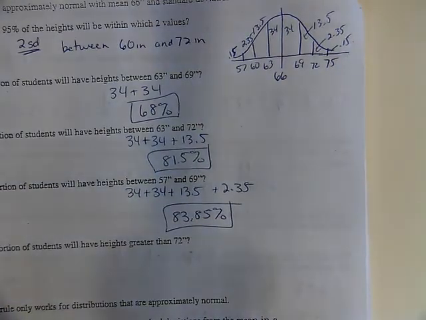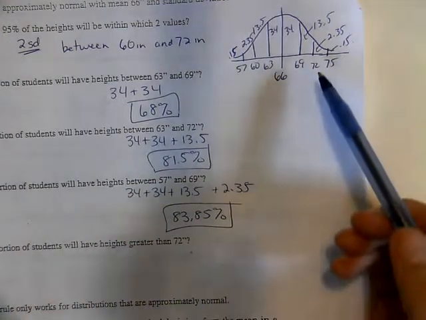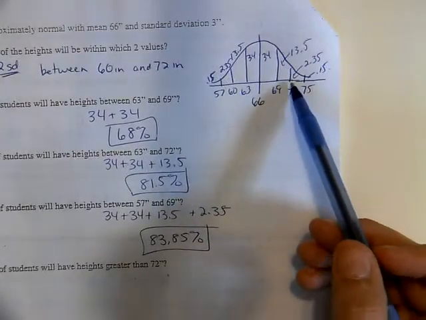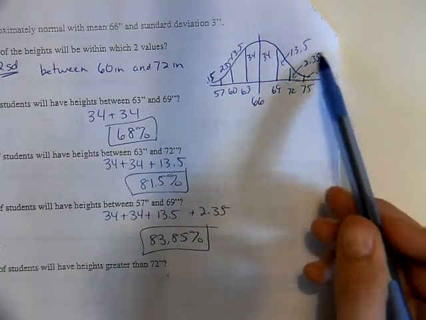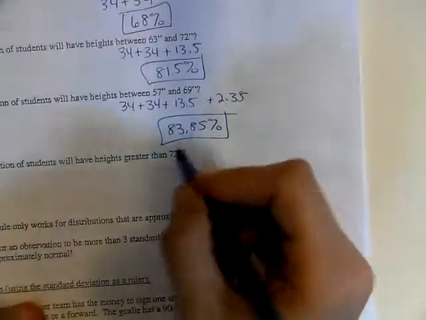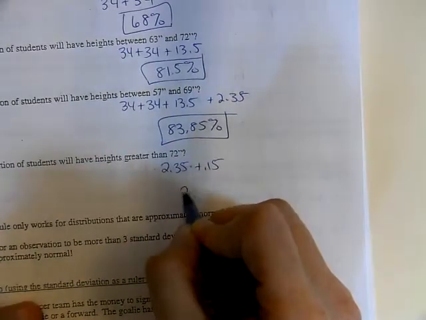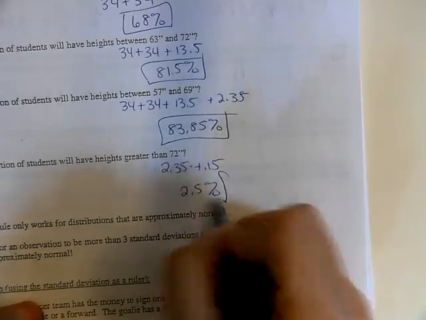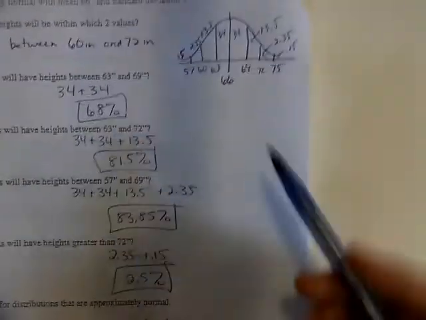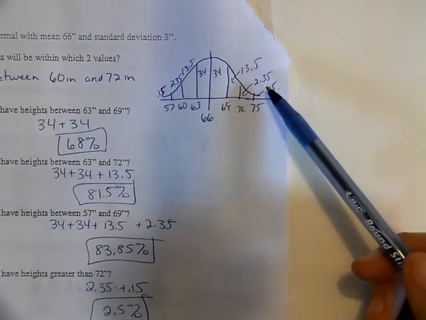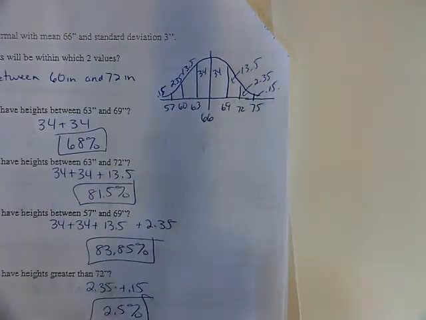What proportion of students will have heights greater than 72? So 72 is here. Greater than, I'm going to add these 2 together. So 2.35 plus 0.15, so 2.5%. So see how easy it was now that we had this all worked out? You just had to count.